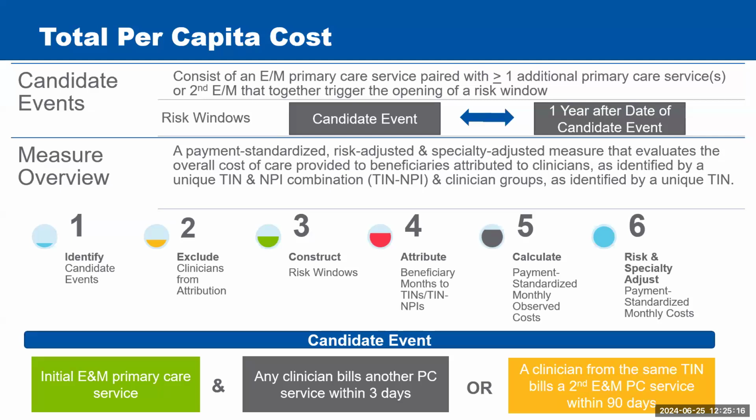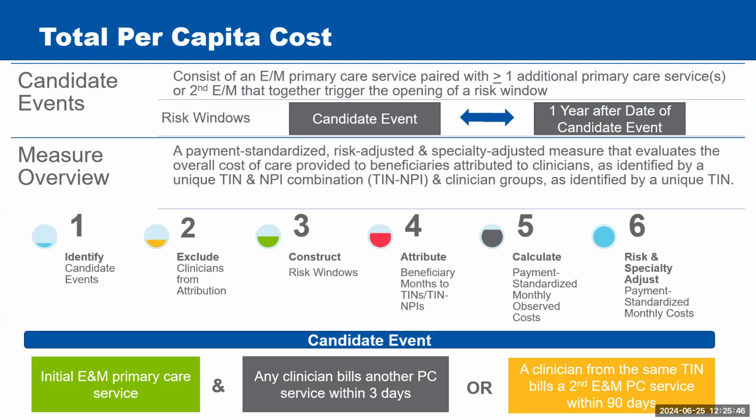The risk window begins from the first qualifying candidate event, which is the first episode of an E&M in a primary care service. It covers a full year from that first event. However, a single candidate event does not mean a beneficiary is automatically attributed to this measure. Total per capita cost looks for a plurality of primary care services.